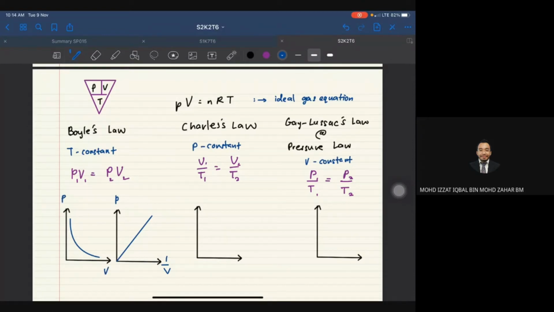So you can see here that you don't have to actually memorize anything. As long as you understand the concept, it should be okay.